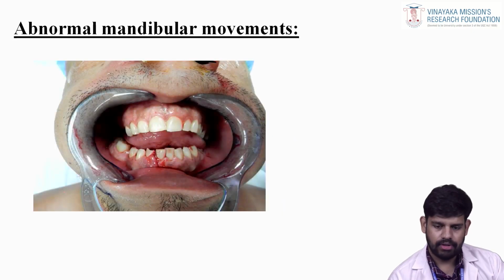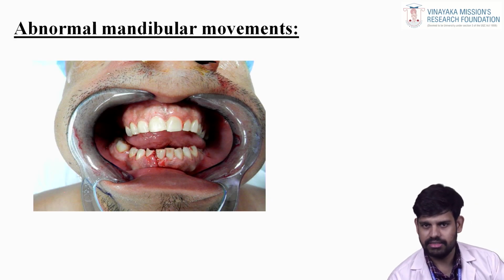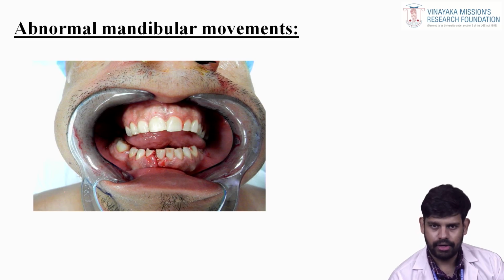And we have abnormal mandibular movements, because the lateral excursive movements, protrusion, retrusion, all will get hampered because there is a fracture, a discontinuity in the bone. So it doesn't act in harmony with the muscles of mastication. So there will be restricted mouth opening and limited movements of the mandible.